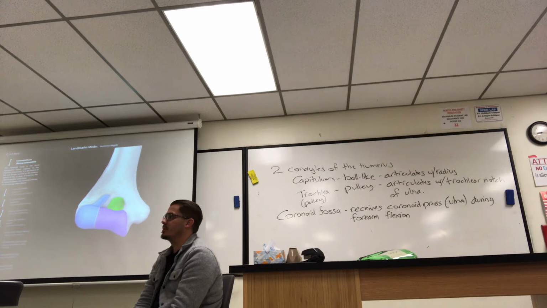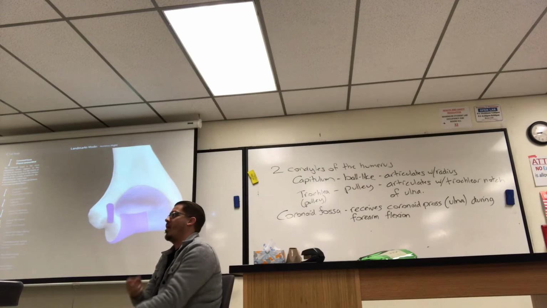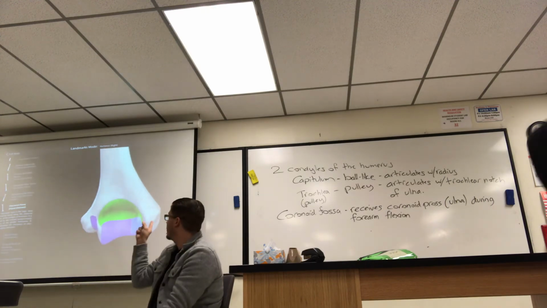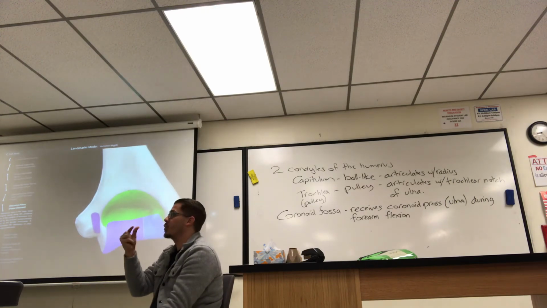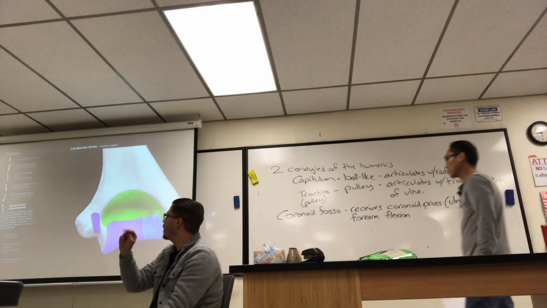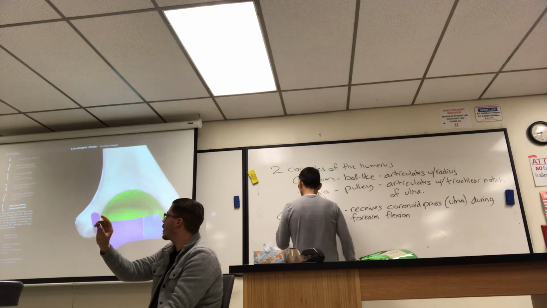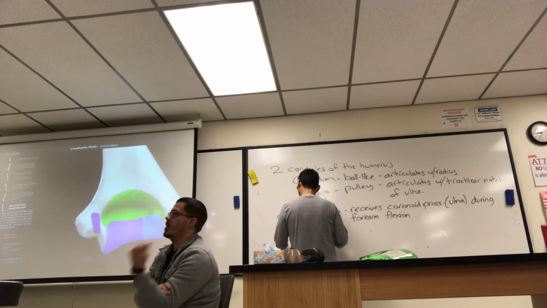On the back, there's a fossa called the olecranon fossa, right there, highlighted in green. It receives the olecranon during forearm extension. Coronoid fossa, olecranon fossa.